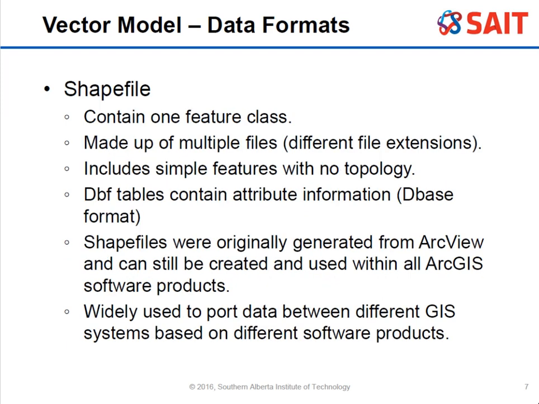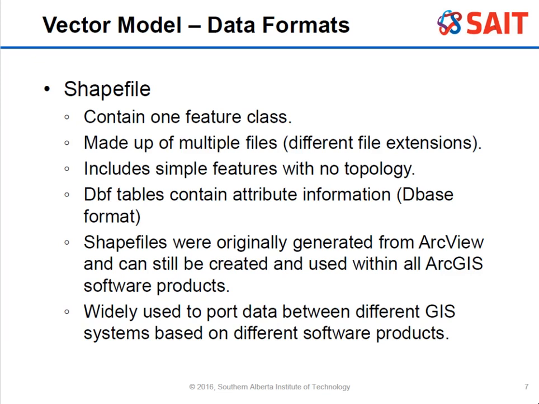The shapefile, on the other hand, contains one feature class, so only one, for example trees, and that's all I'm going to have in it. The thing is that it has multiple files, so these multiple files create the shapefile. And each of them has its own purpose, and there's several of them. So when you create a shapefile, you're going to see multiple files within the folder, but they have to all stay together. Otherwise, you're not going to have a shapefile. You end up with fractions of data.